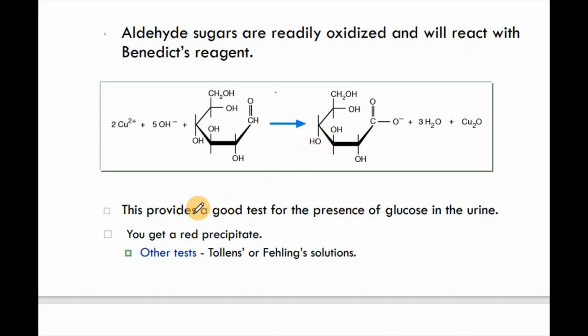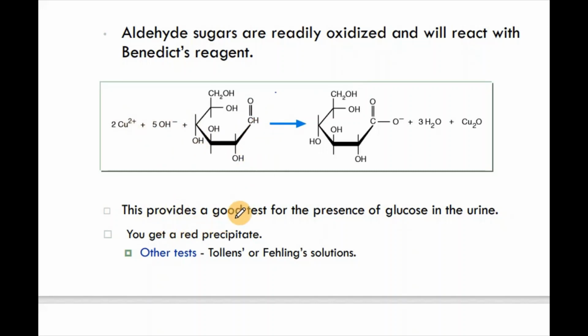So this provides a very good test for the presence of glucose in the urine. It is a chemical test in which you get a red precipitate. Basically, the copper 2 plus is blue colored. When it undergoes reduction, it becomes copper 1 plus in the cuprous oxide. So this oxide has a red color, which is copper 1 plus. Here is copper 2 plus having a blue color. This is what is used in the test for excess glucose in the urine.